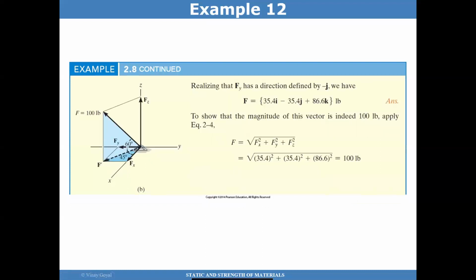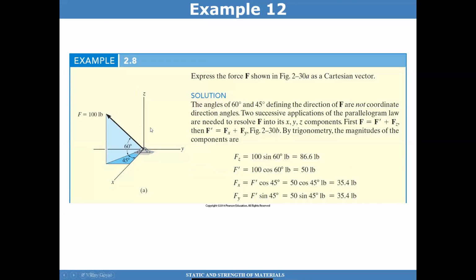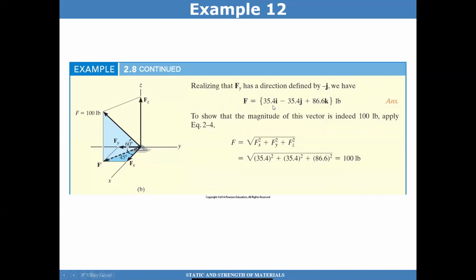So now I know that F has these components, and you can show that the magnitude gives you exactly what we got in the problem statement, which was 100 pounds. And how do I know that? 35.4 squared plus 35.4 squared plus 80.6 squared. The square root of that will give you 100. And so that clearly shows you how that's worked out.